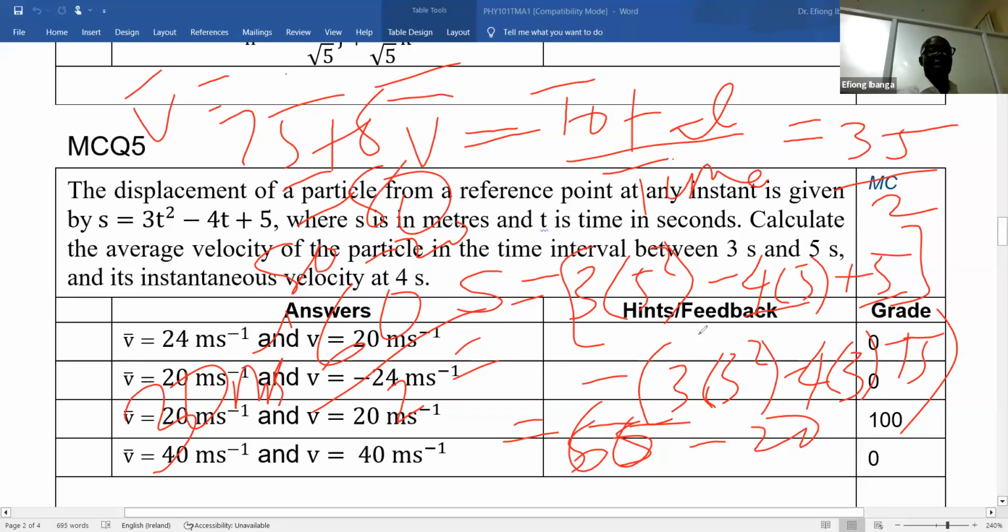This is the distance all over time taken. So the distance that we have taken is 60 meters, then all over the time taken, 5 minus 3, which is 2. So that will give us 60 divided by 2, which is supposed to be 30. Then for the case of the instantaneous velocity, let me show you what happens. In the case of the instantaneous velocity, it's different.